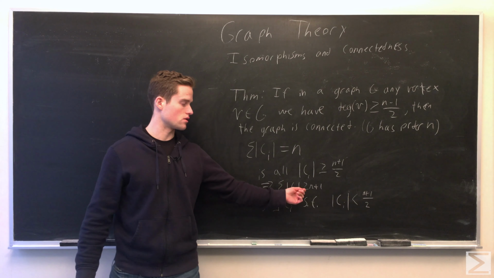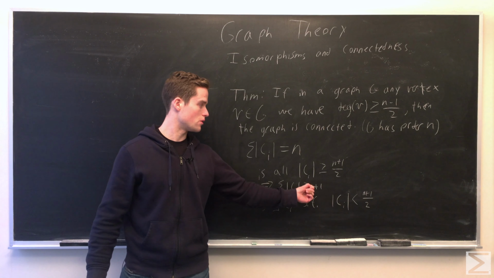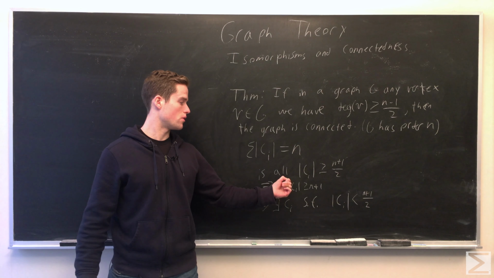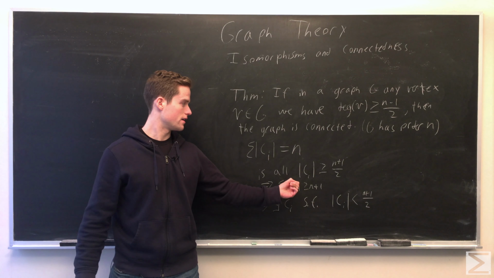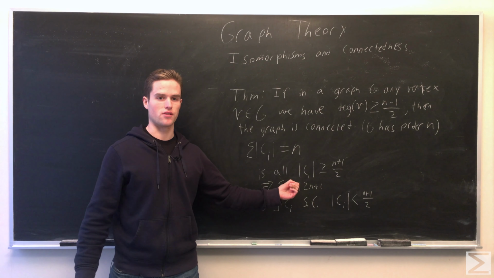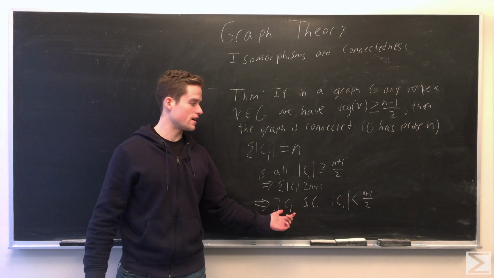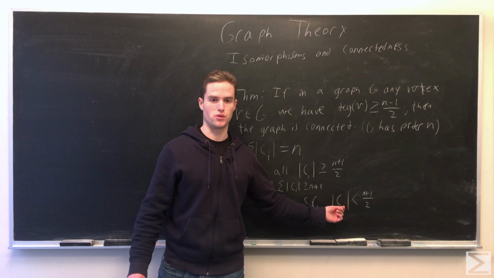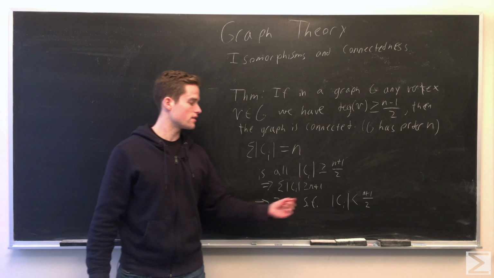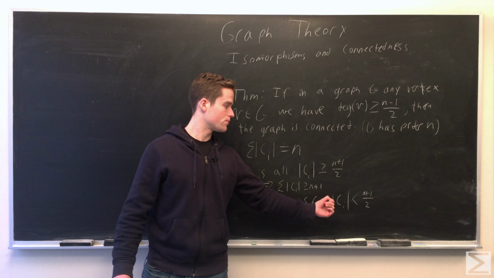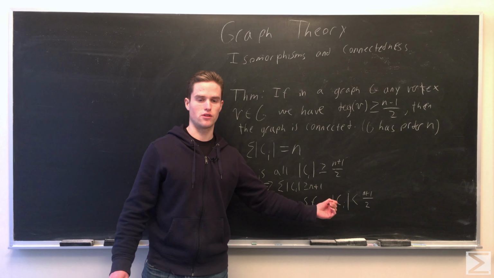So summing that, the sum is going to be greater than or equal to n plus 1. But n plus 1 is greater than n, so that's impossible. So at least one of the Ci must be strictly less than (n plus 1) over 2. And so in this component, we have less than (n plus 1) over 2 vertices.